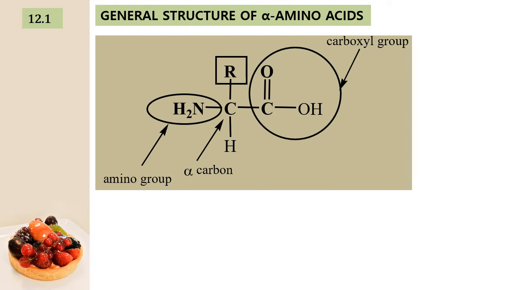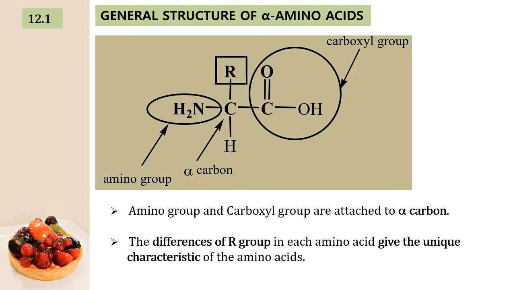This is the general structure of an alpha amino acid. As we can see from the structure, the amino group and the carboxyl group are attached to the same carbon, which is the alpha carbon. The differences in the R group, which is the side chain group in each amino acid, give the unique characteristics of the amino acids.